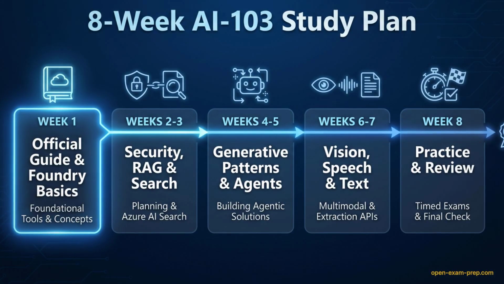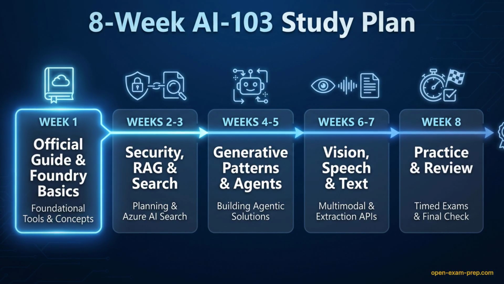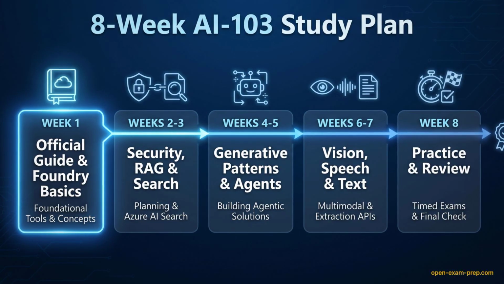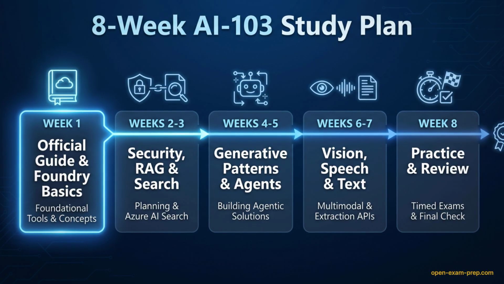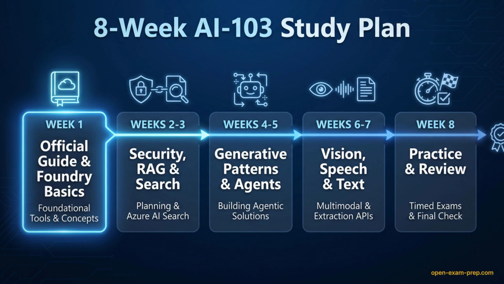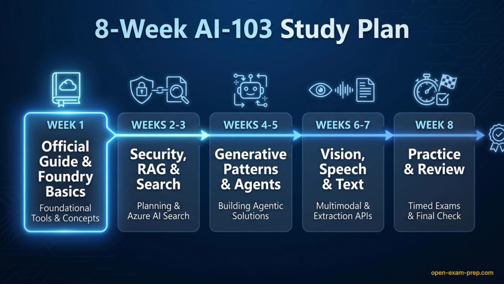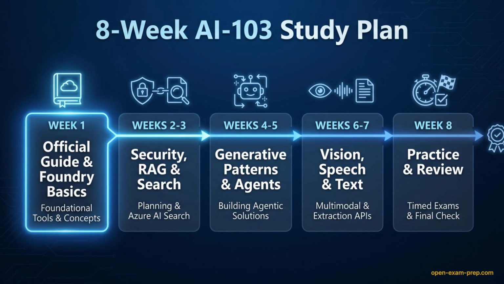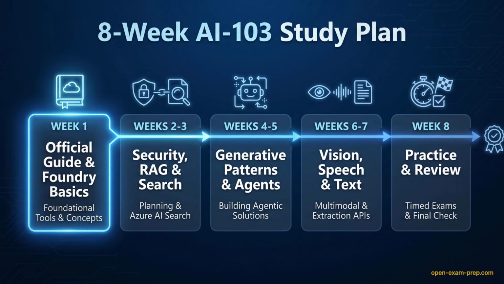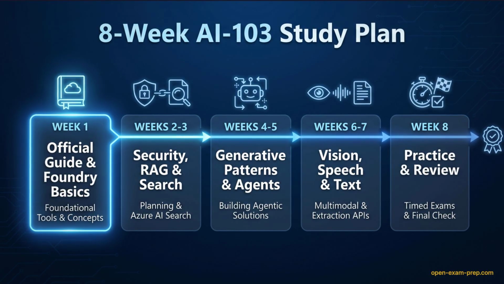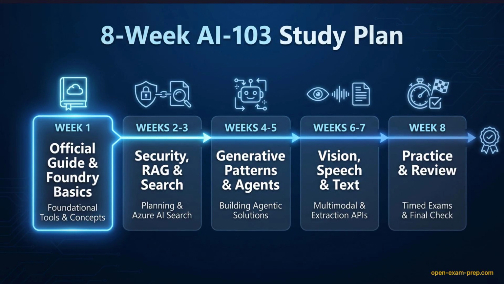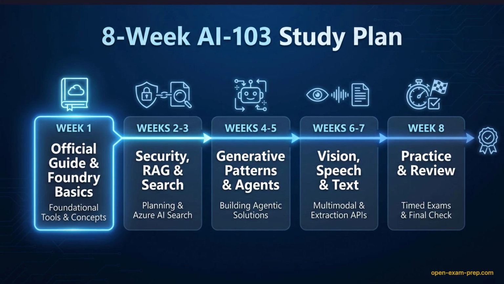An 8-week study plan can provide structure. Start week 1 by mapping the official study guide to your notes. In weeks 2 and 3, focus on hands-on labs for planning, security, and building RAG pipelines with Azure AI Search. Weeks 4 and 5 are for generative app patterns and agentic solutions. Think function calling, tools, and memory. The next 2 weeks cover vision, speech, and extraction. In your final week, take timed practice exams to simulate the real test and review your weak areas.